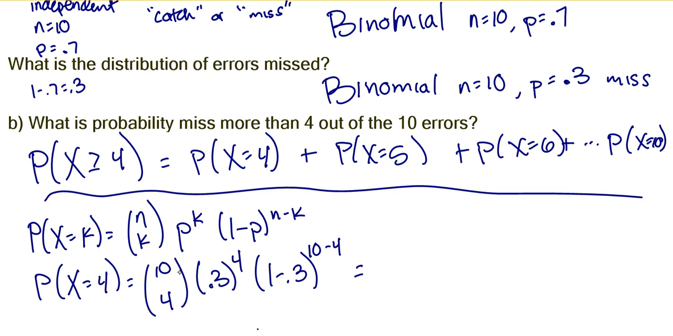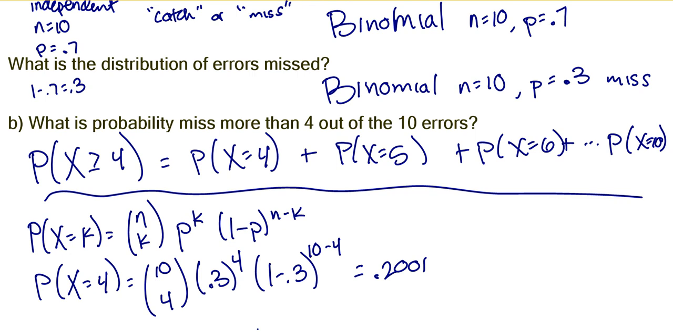Put this into your calculator. If you don't know how to do this 10 choose 4, then go check out my videos on combinations, because there are a couple on the lesson page. There are also a couple sites you can read, but you should just be able to put it in your calculator, which gives me 0.2001. Again, this is 10 choose 4. If you don't know how to do it, go look for the things on the lesson page.